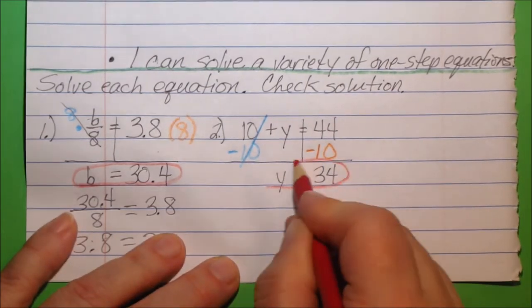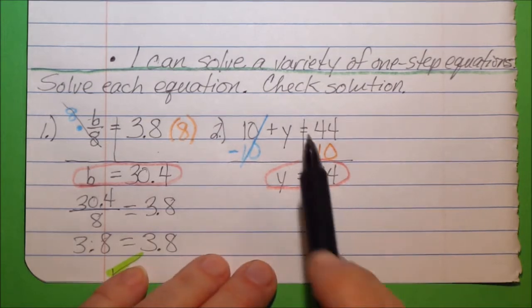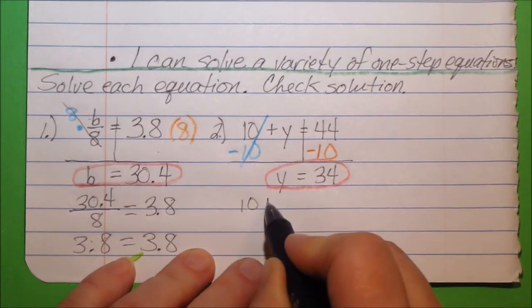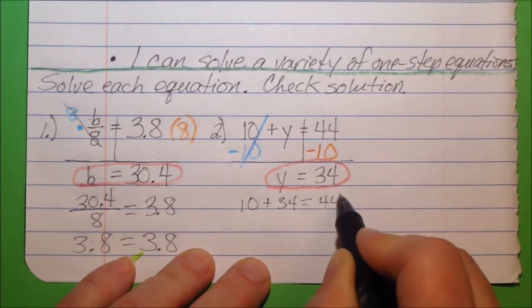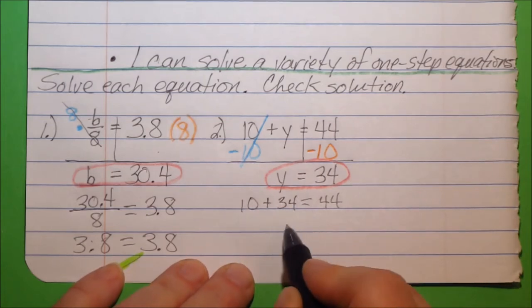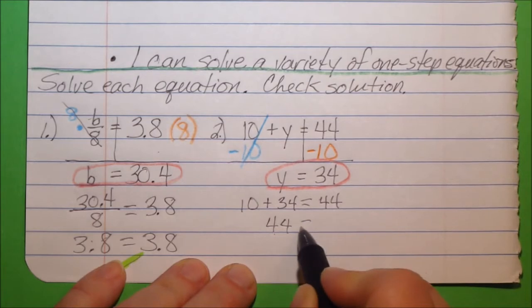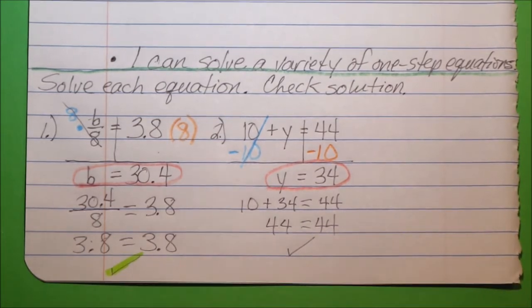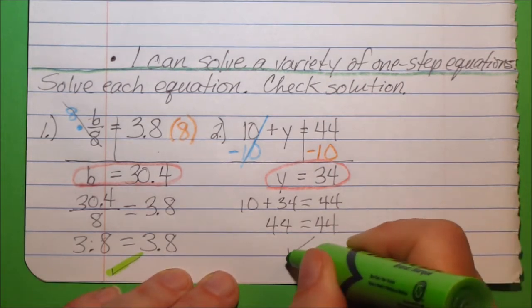But I need to check and make sure, check my answer. So I'm going to plug in 34 where I see y in the original equation. So 10 plus 34 equals 44. All right, so 4 plus 0 is 4. 3 plus 1 is 4, equals 44. Check, that is true. So we had the right answer there. All checked out.